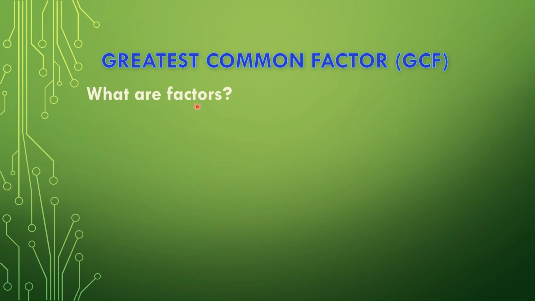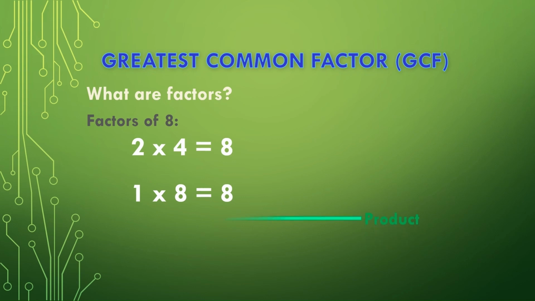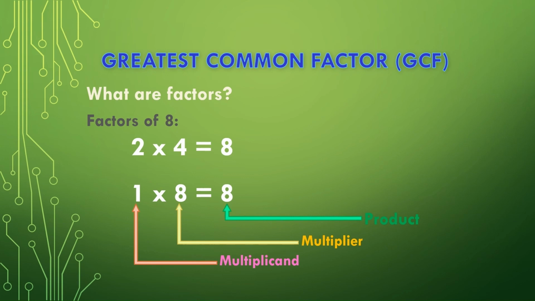Let's take a step back to the building blocks of multiplication, which are known as factors. When we multiply two numbers together, we get a product. The first number being multiplied is called the multiplicand, and the second one is called the multiplier. Together, we call the multiplicand and multiplier factors.